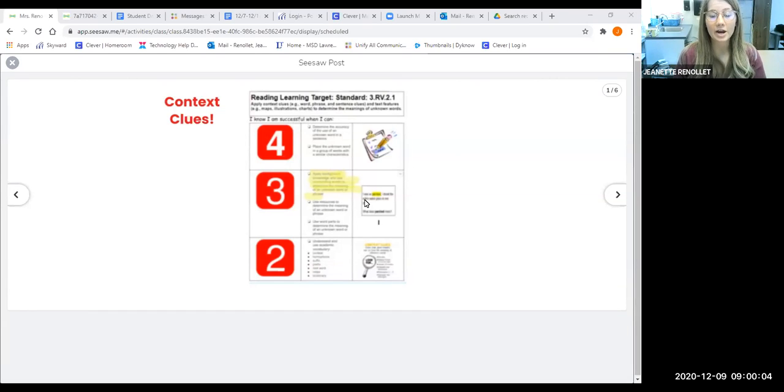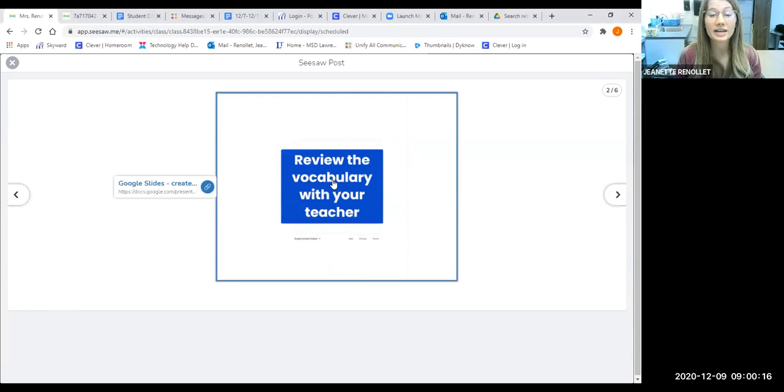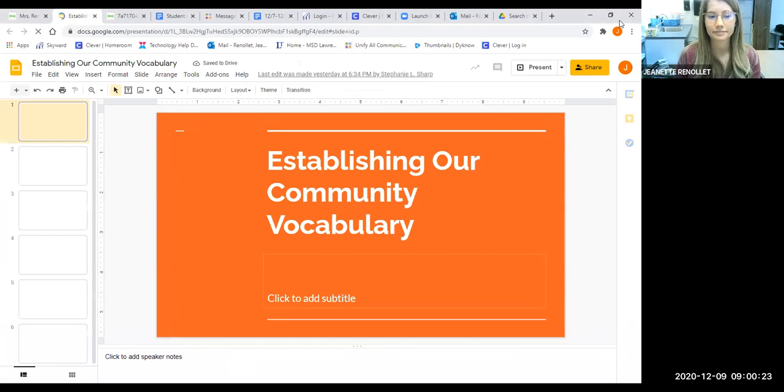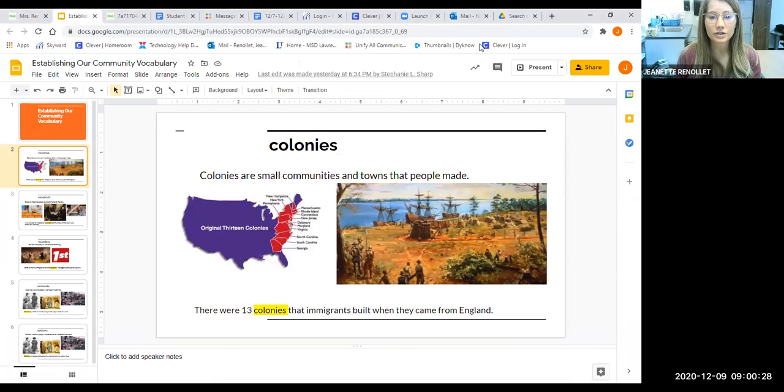We are going to apply our background knowledge, surrounding words, and picture clues to help us determine the meaning of unknown words. We're going to begin today by reviewing some important vocabulary. The first word is colonies. Colonies are small communities and towns that people made.